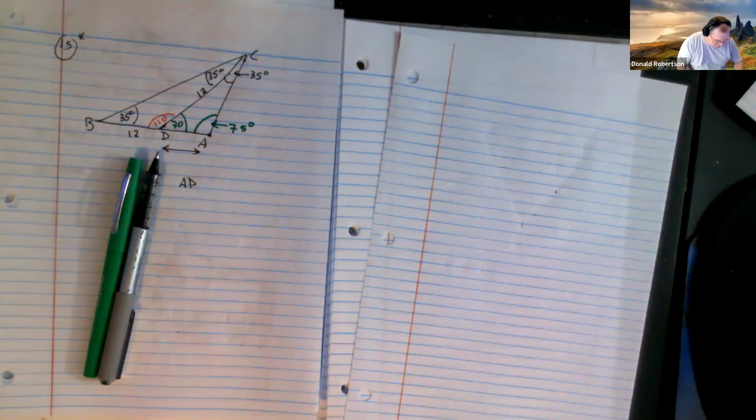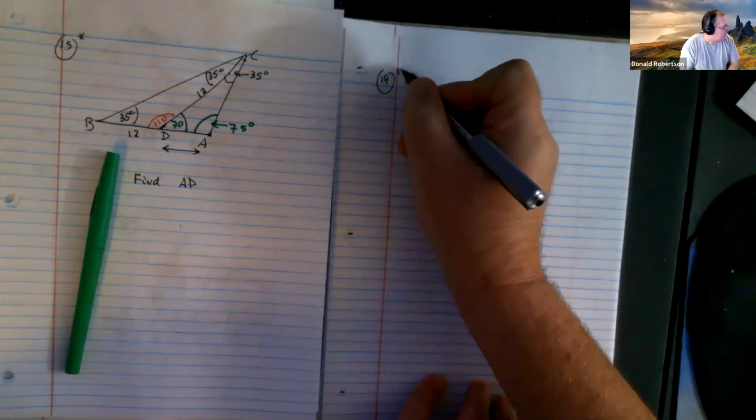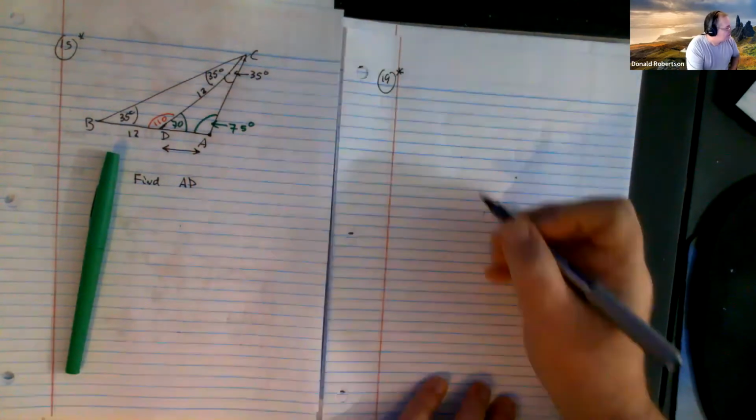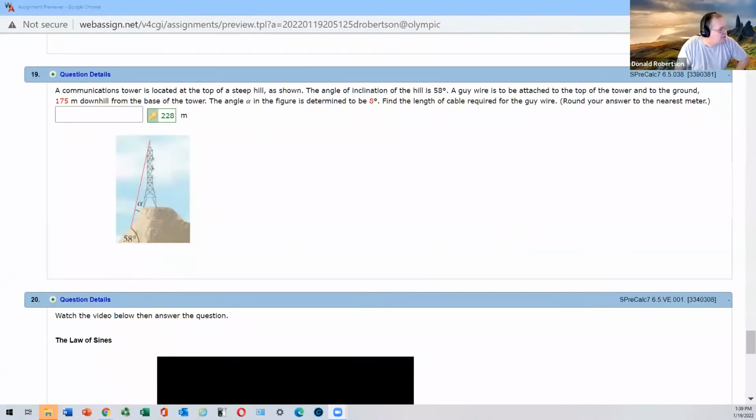Ooh, that looks really ugly. This is a version of question 19. Let me show you the question, because there's a lot of reading in it and I don't want to have to write it down, so you know what the question's about. This is my version of question 19. A communication tower, well, by the way, for me, that's the answer. A communication tower is located at the top of a steep hill, right? You can see it here.